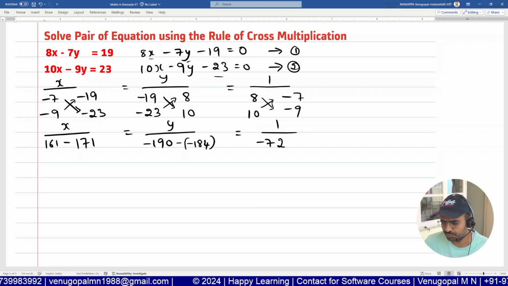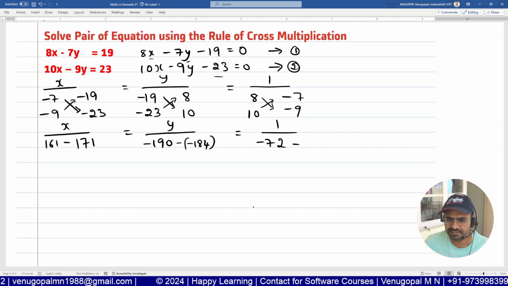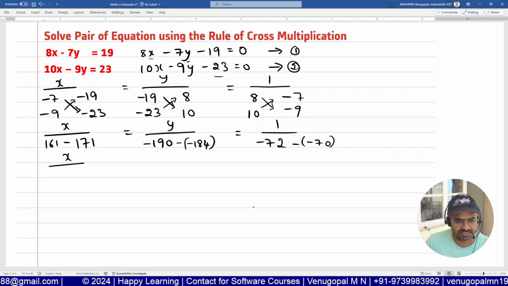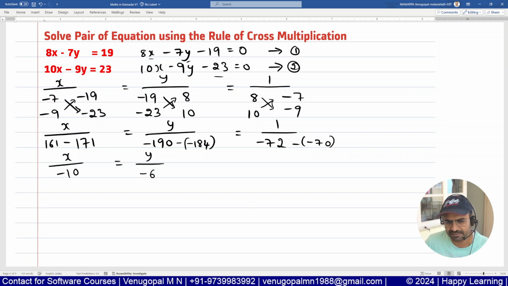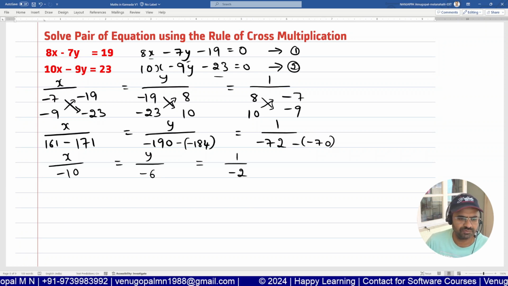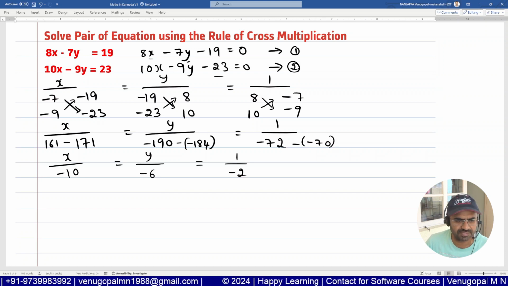minus 72 and tens, minus into minus 70 it will become. So now x divided by minus 10 is equal to y divided by minus 90 and plus 184, it would be minus 6, correct, and 1 divided by minus 72, this will become plus 70, minus 2, correct. If the sign is common across all, you can cancel this sign, everything will become plus.